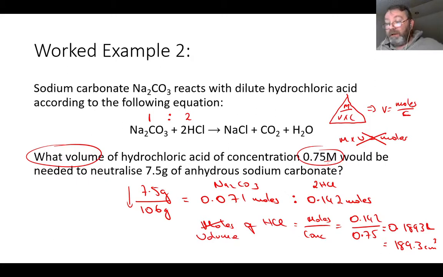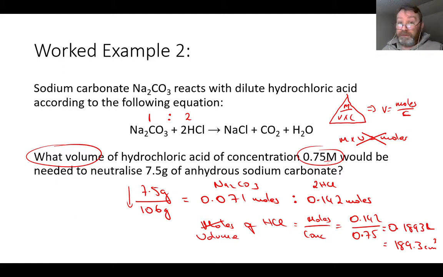And then, because the question asked me for volume, I've got to go to the formula triangle. Moles over concentration is equal to volume. So you write that down. Volume equals moles over concentration. You take the moles, which is 0.142, you divide it by the concentration, 0.75, and you get an answer of 189.3 centimetres cubed.